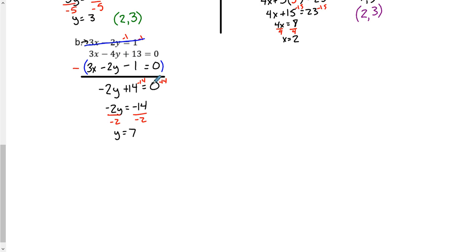So it doesn't matter which equation I use. Just for shoots and giggles, let's use the top equation that we manipulated. 3x subtracting 2y equals 1. 3x subtract 2, the y is 7. So if I continue on, 3x subtract 14 equals 1.